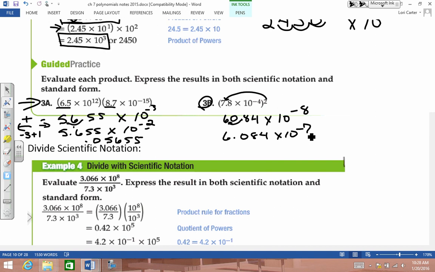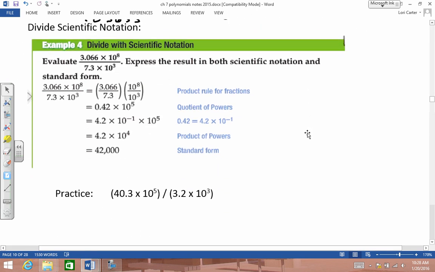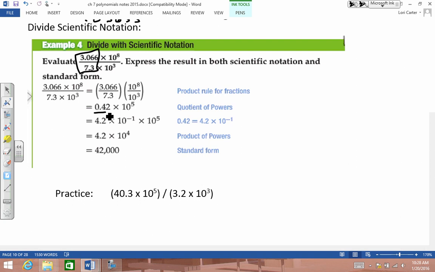Now we're going to divide. Is there going to be anything different in division? You're going to subtract the exponents. So we take 3.66, the mantissa, divided by the mantissa. You just put that in your calculator and divide those two. You're going to get 0.42. What do I do with the exponents? I subtract them. What's 8 minus 3? 5. So that's where this came from.